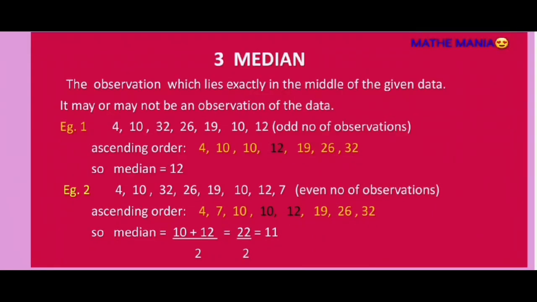So you can see that 12 in the first example has three values before it and three values after it. So median is exactly at the center. In the second case, median is 11 and there are four values less than 11 and four values greater than 11 in the given data. And this means again in this case, median is exactly at the center. So median always lies exactly in the middle of the given data.